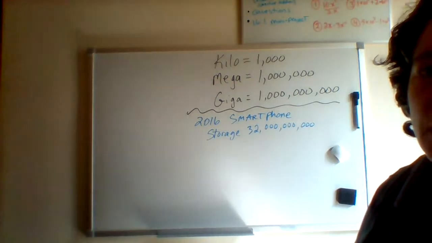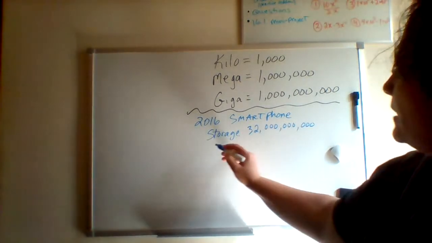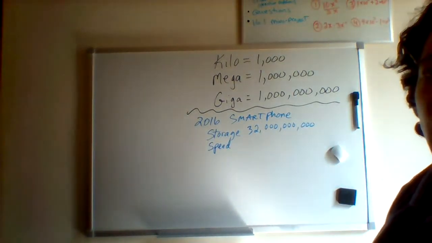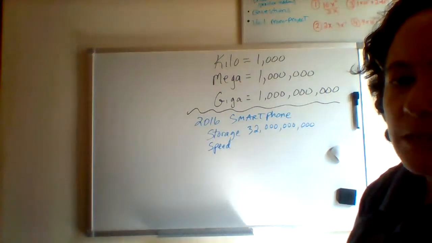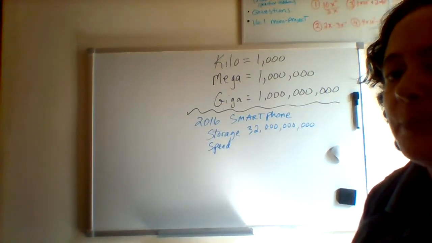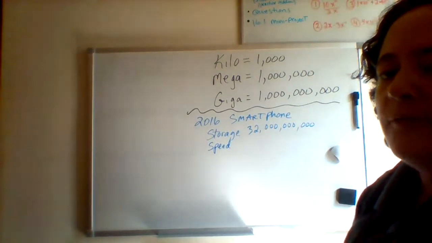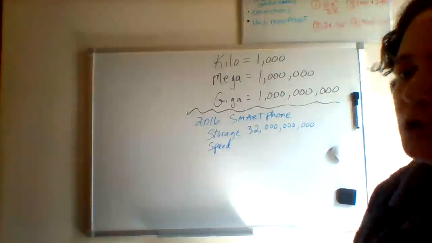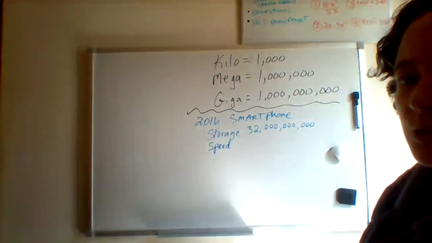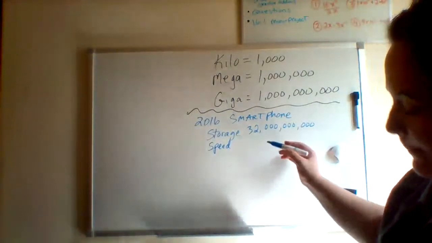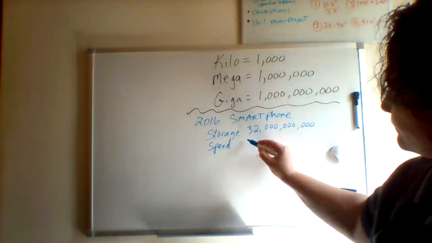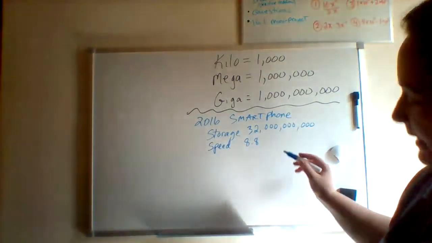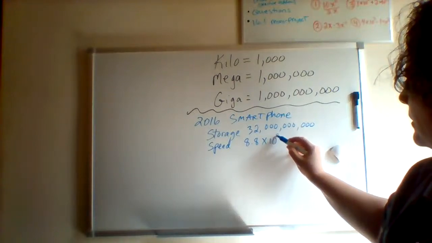Now, the other one that's in the box is processing speed. So I'm going to abbreviate that as speed. For the speed of the 2016 smartphone, there happens to be 4 processors that are each doing 2.2 gigahertz. So first I would do 4 times 2.2, and I would get 8.8. And it's times 10 to the 9th.